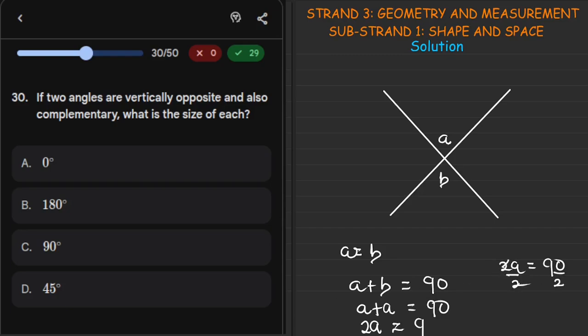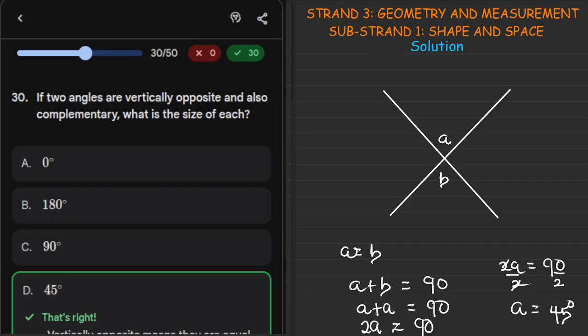So that we have 2 cancelling out 2, then we have our A being equal to 45 degrees. And that is D.